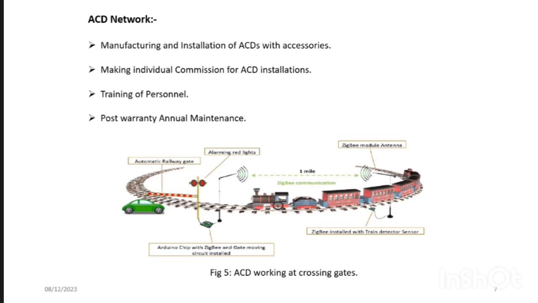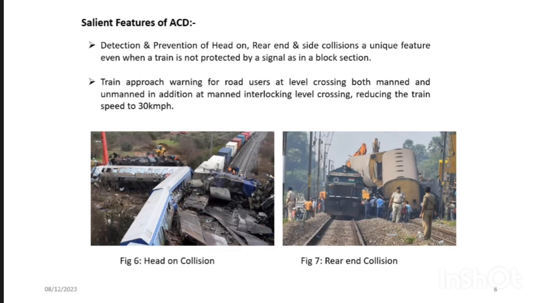Moving to the next slide, we have the salient features of ACD: detection and prevention of head-on, rear-end, and side collisions. A unique feature is that it works even when a train is not protected by a signal, as in a block section. Train approach warning for road users at level crossings, both manned and unmanned. In addition, at manned interlocking level crossings, reducing the train speed to 30 km per hour.